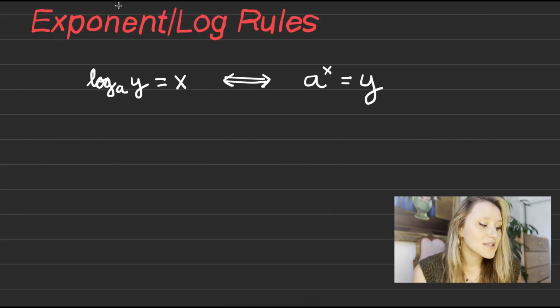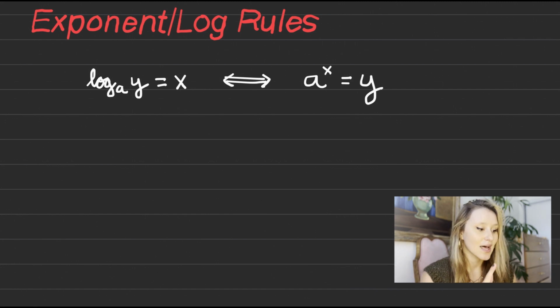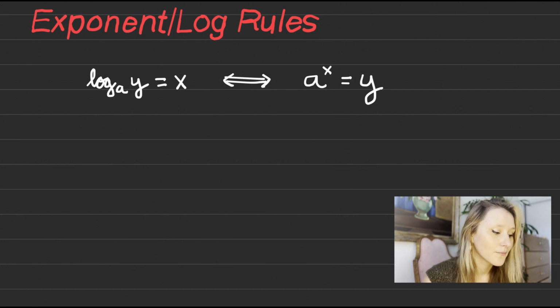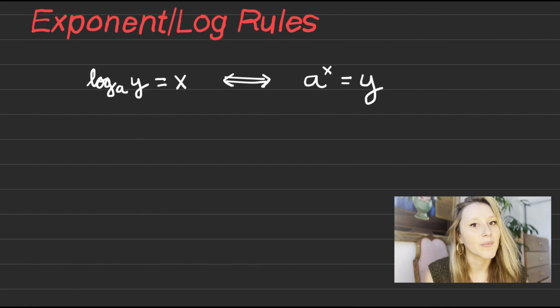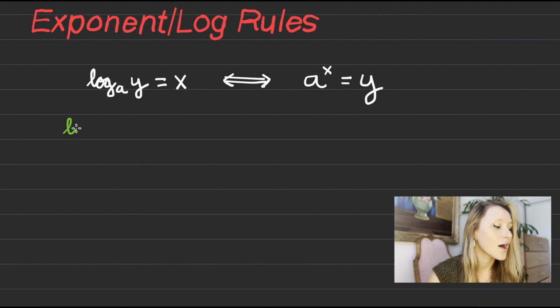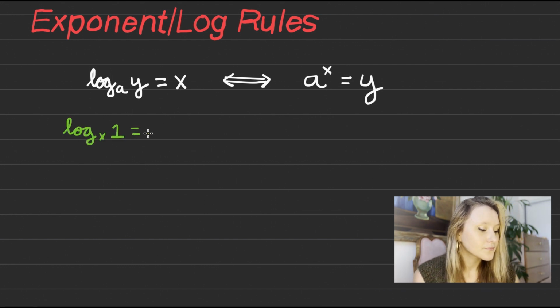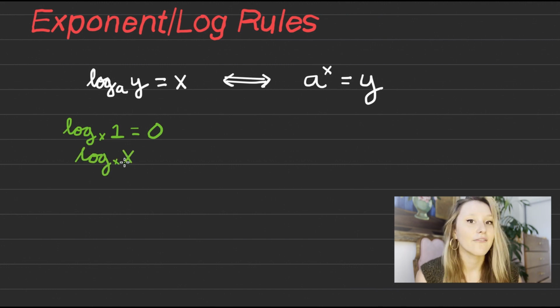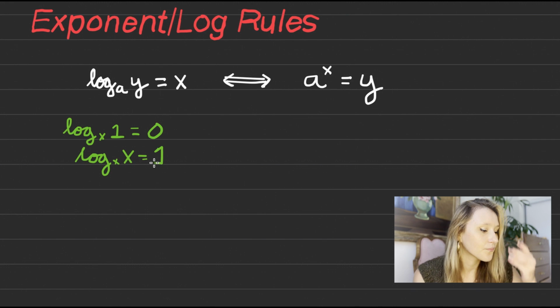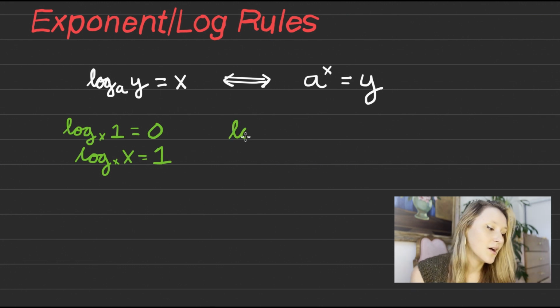Okay, so log to the base a of y is equal to x, which means that a to the x is equal to y. So I just would memorize that. That is something that is going to help you, and you'll see what I mean later. So the log of any base of 1 is equal to 0, and log of any base of itself is equal to 1. Easy, makes sense.